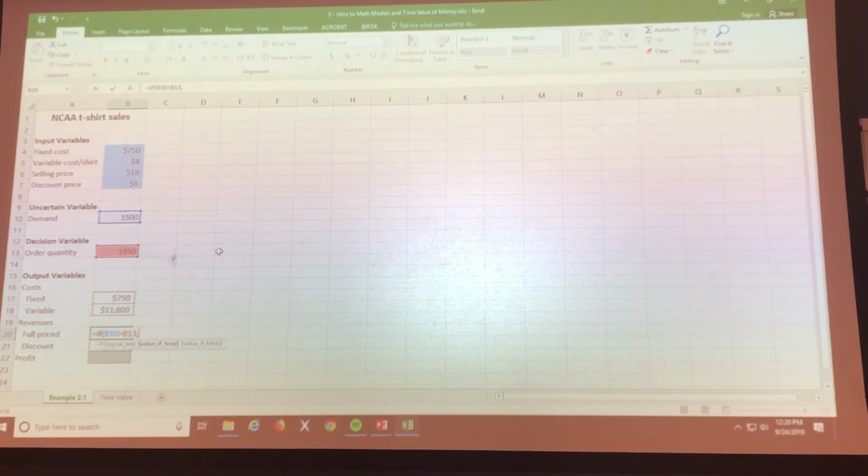Okay. So again, like I said, I don't know which way it's in the finished file. But here's what you just asked: is demand greater than order quantity? In that case, if that's true, then what is your revenue for full price shirts? It's the selling price times the order quantity. If that was false, then it would be the selling price times the demand.